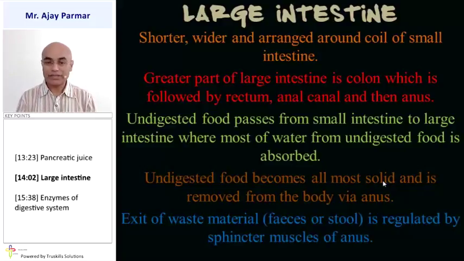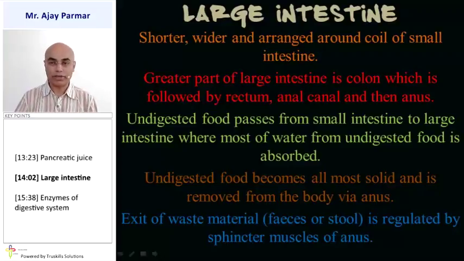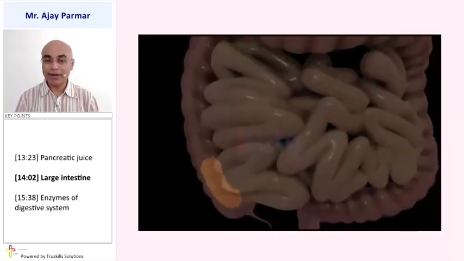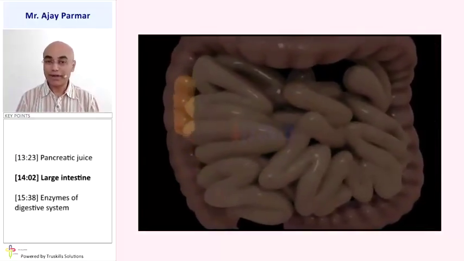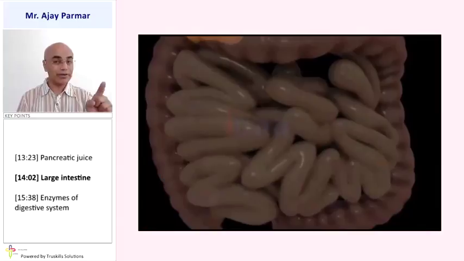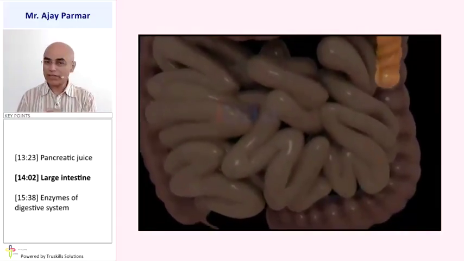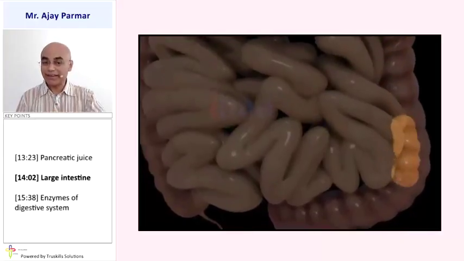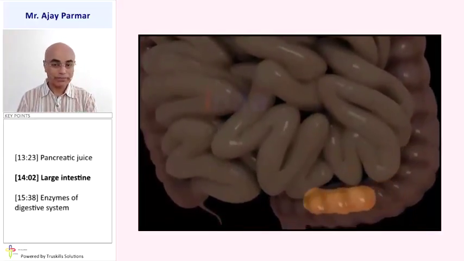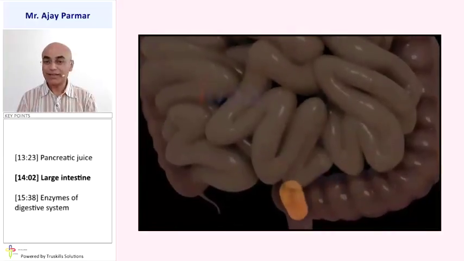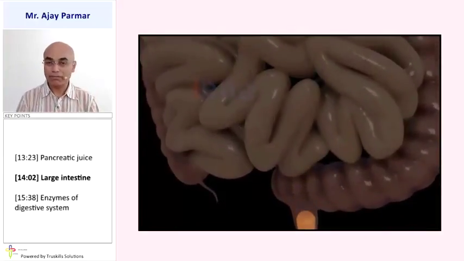The exit of the anus is regulated by the sphincter muscle, and as and when pressure is exerted, the waste will be expelled out of the body by the process of egestion. So this is how the undigested mass from the small intestine enters first the ascending colon, the transverse colon, and then the descending colon. These are the various parts of the colon. Then it enters the rectum, and lastly it is expelled out of the body through the anus.